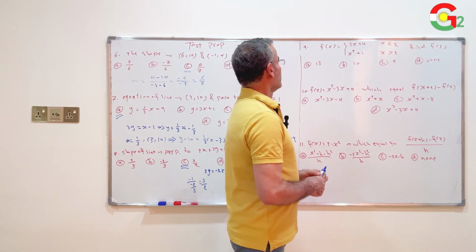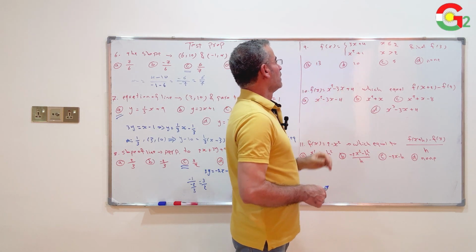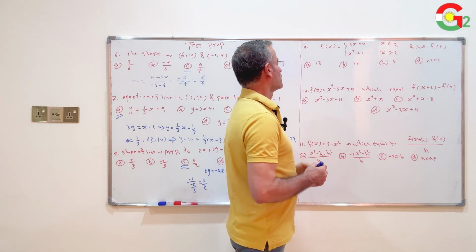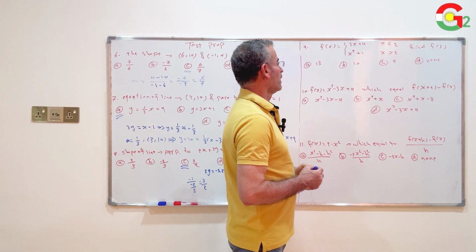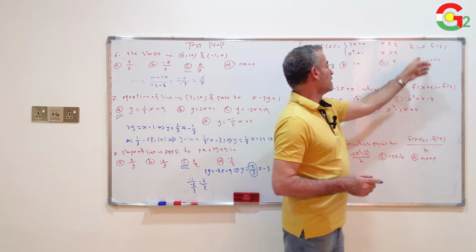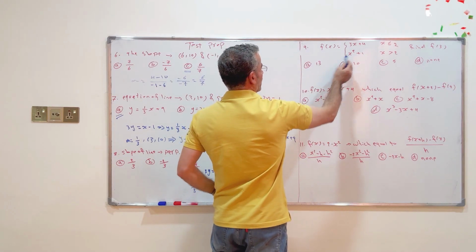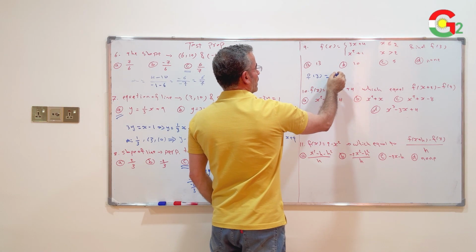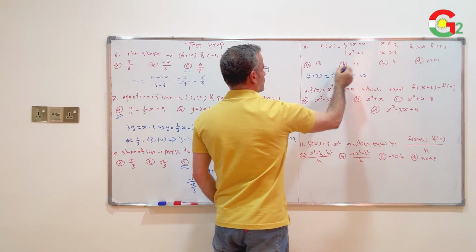Number 9. If f of x equals the piecewise function 3x plus 4 when x is less than or equal to 2, and x power 2 plus 1 when x is greater than 2, find f of 3. Since 3 is greater than 2, I substitute in this segment. Then f of 3 equals 3 power 2 plus 1 equals 10, choice B.